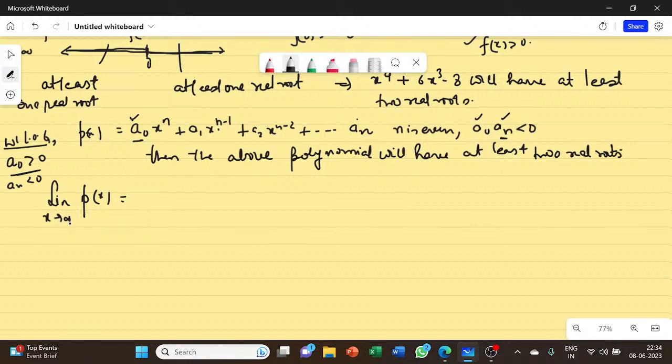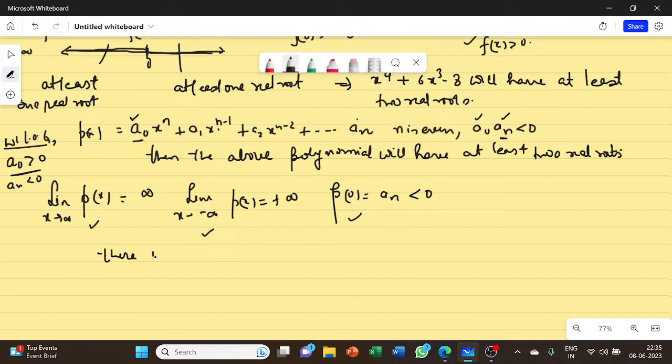So how would the limit as x tends to infinity of p of x be? Because a0 is positive and n is even, this will go towards infinity. And the limit as x tends to minus infinity will again go towards plus infinity only. But what would be p of 0? P of 0 would be equal to an, and an is negative. So clearly the function is changing its sign from 0 to infinity, and also from minus infinity to 0. So there exist at least 2 real roots.